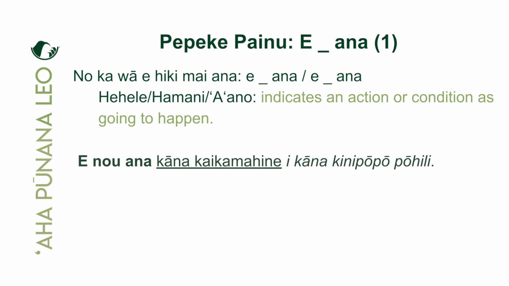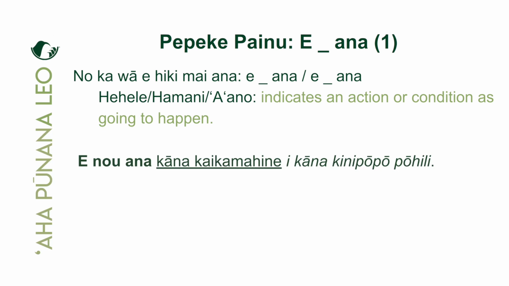All right. We have a ka'i memea combination. Kana kaika mahine, his or her daughter. Okay. I kana kini popo pohili. Right. So kana, his or her. Kini popo pohili is a type of ball. And in this case, it's a baseball. Okay, a pohili is the sport of baseball. So the kini popo is the baseball itself. All right. So e no wana kana kaika mahine I kana kini popo pohili.